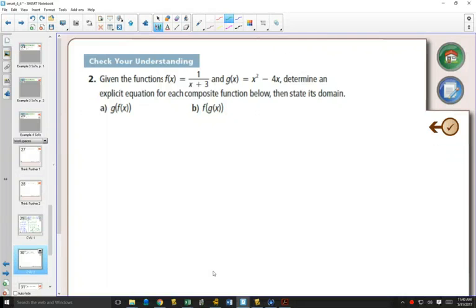Here we have two functions. One of them is a reciprocal function, 1 over x plus 3. The other one is a parabola, x squared minus 4x. We want an explicit equation for each composite function and then figure out its domain.